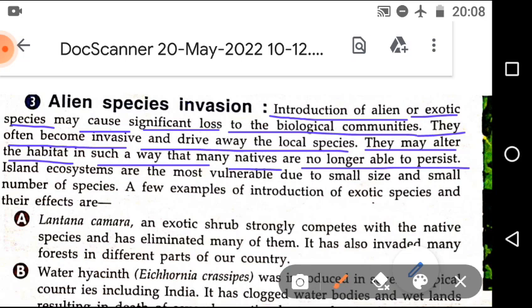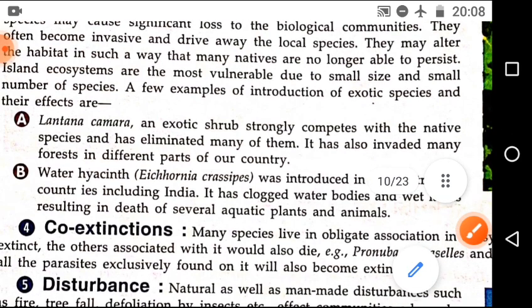Okay, now there are a few examples of introduction of exotic species and their effects. Some examples I have said: Lantana camara, then water hyacinth. So the first example is Lantana camara.